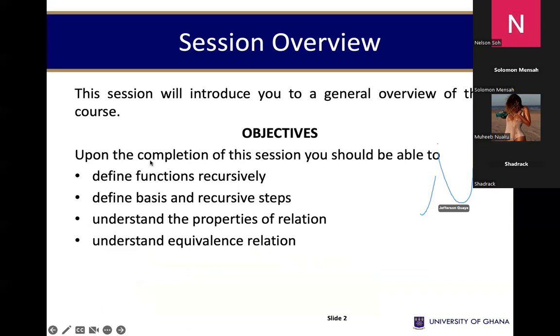Okay, so at the end, we want to be able to define functions recursively, define bases and the recursive steps. Understand the properties of relation, and then understand equivalence relation.